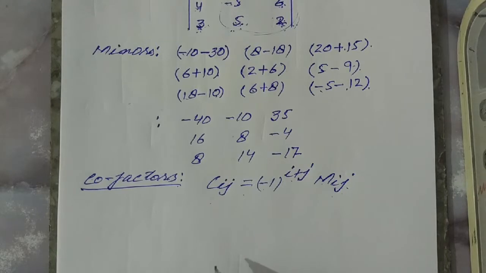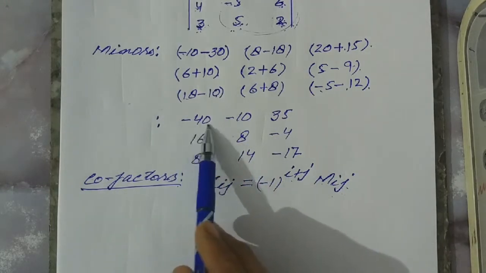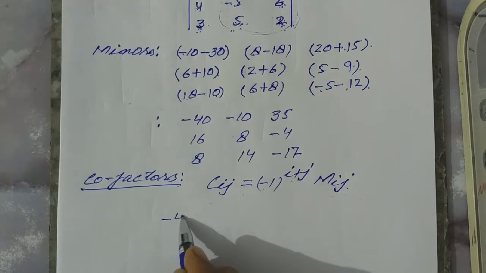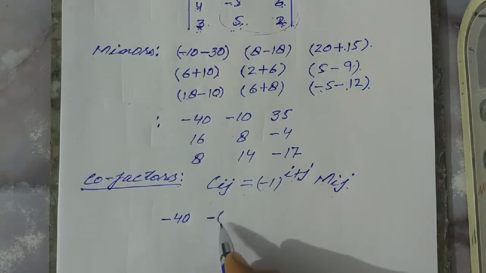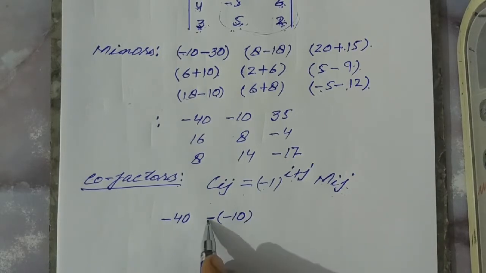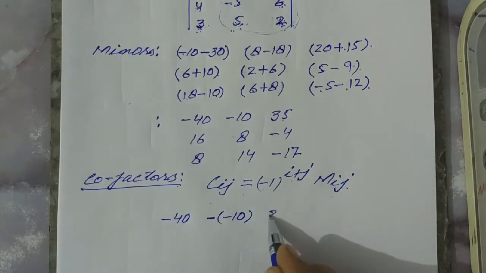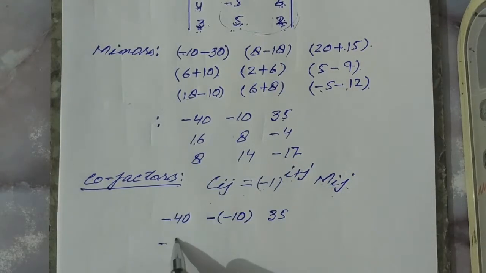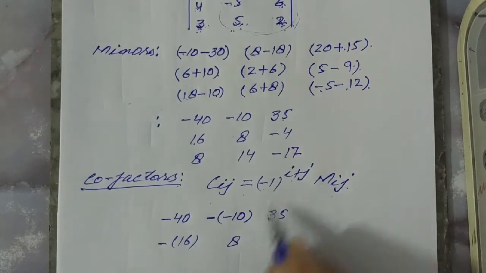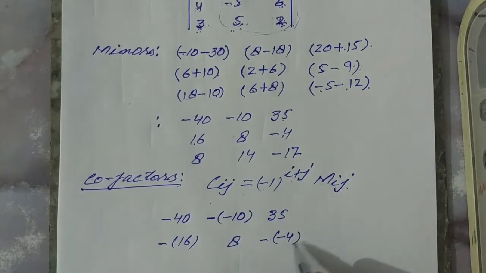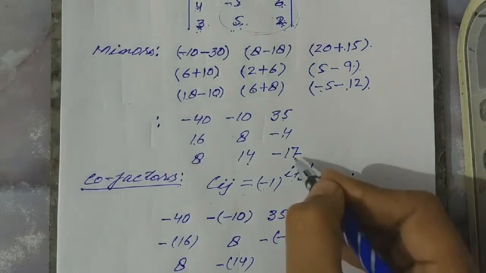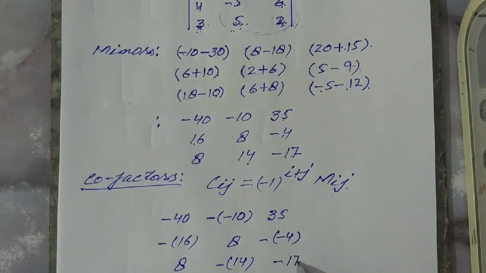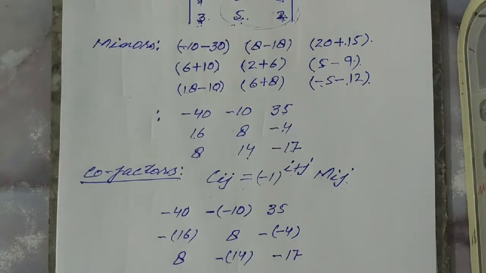But in the case of 3 by 3 order, there is a short trick to write the cofactors. So what is that short trick? First minor should be written as it is. Second minor with the negative sign outside, whatever it is. So this is minus 10, so it should be written with the negative sign. Next element is taken as it is, and the next element with the minus sign. Next element as it is, and the next element with the minus sign, and the next element as it is. When we say with the minus sign, that means with the extra minus sign.